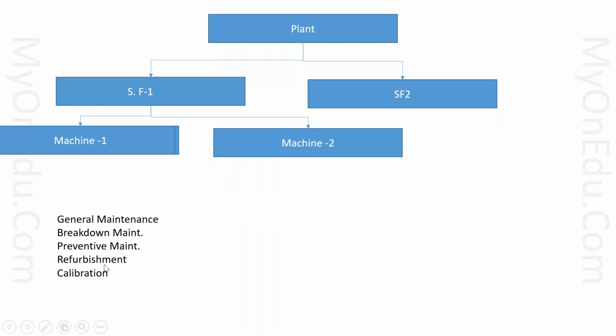The first is general maintenance. Then you have breakdown maintenance, preventive maintenance, refurbished maintenance, and calibration maintenance. So what is general maintenance? Let's say you are working in an office.